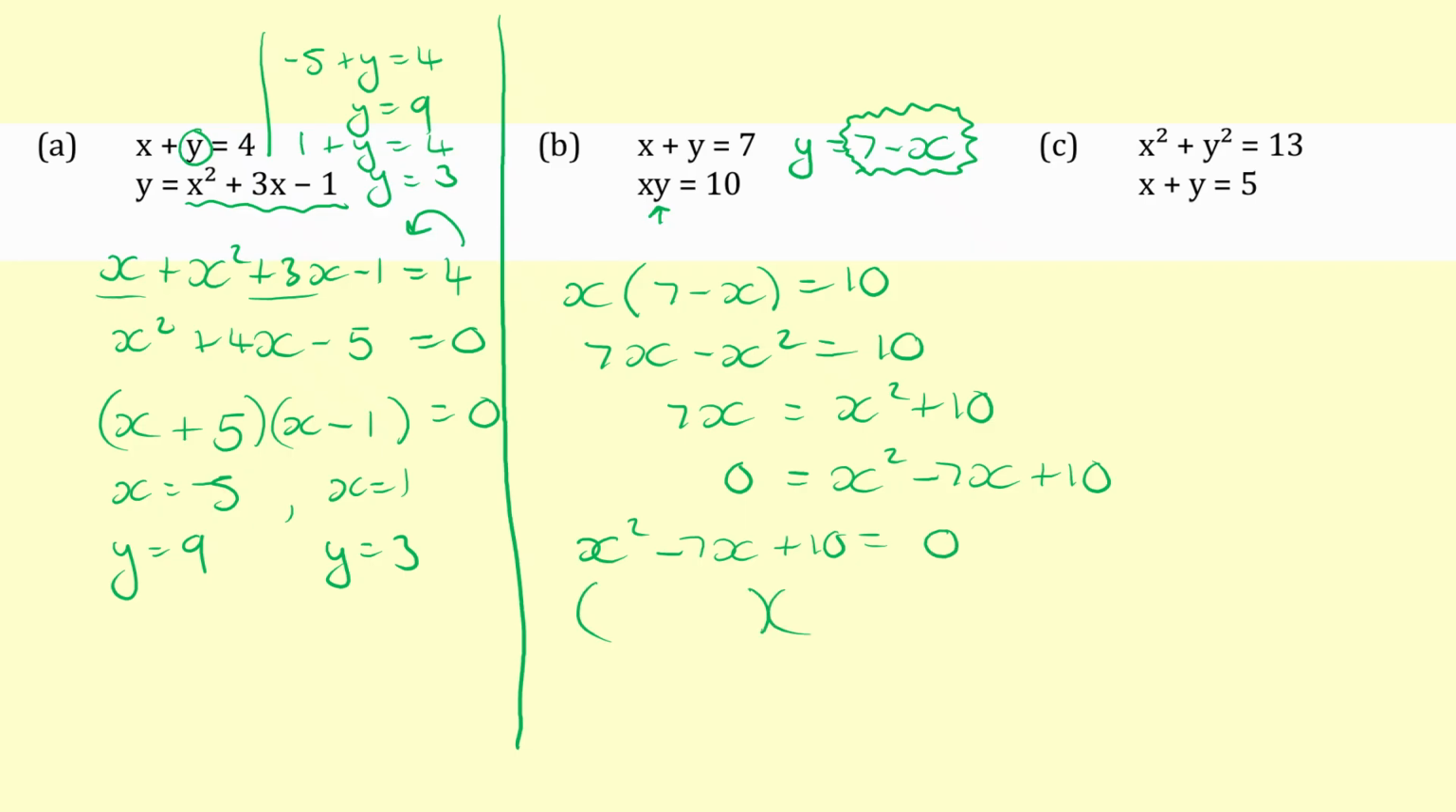Now we want to factorise it. All of these will factorise for these examples. So two numbers that multiply together to give 10 and add together to give negative 7. They must be negative 2 and negative 5. So one solution is x equals 5. And the other solution is x equals 2. Then use your rearranged version of y equals to get y. 7 minus 5, well, y is 2.